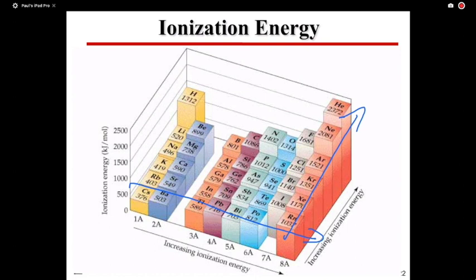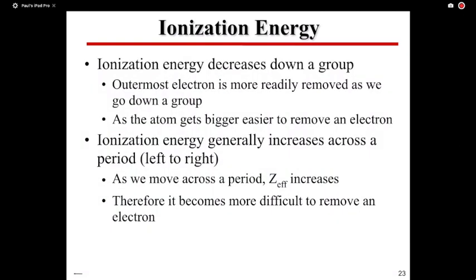And so, as I go across from left to right, they get smaller. That means the electrons are closer to the nucleus. That means they're harder to take off, or it requires more energy to take it off. So those are the reasons why this trend exists. Okay? And these are the words of why, what I just described.